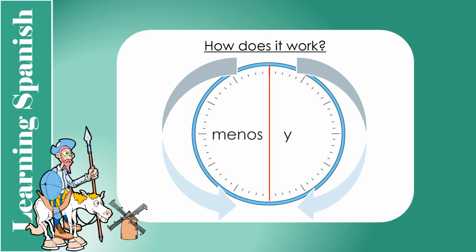This means that instead of working towards a new hour in the left half of the clock, the Spanish start at the new hour and then they subtract the minutes afterwards by using the word minus. Now this may sound complicated, but it isn't. You will see this as the video progresses.